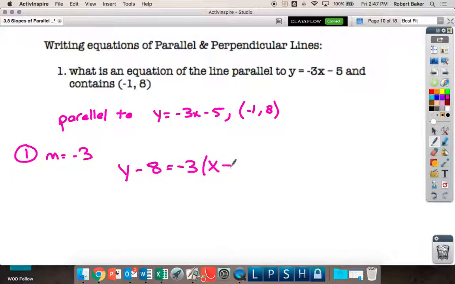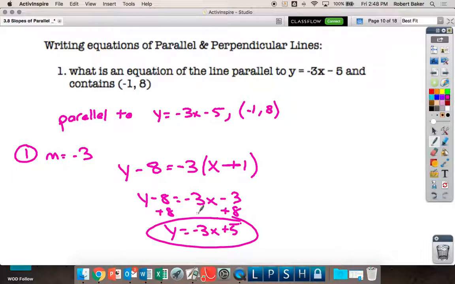The x value that I want. Minus negative 1 becomes plus 1. So here's what Aurora is doing. She solved it in y equals mx plus b form. If you distribute this stuff out, you notice that in slope-intercept form, the slopes are the same, but the y-intercepts are different.